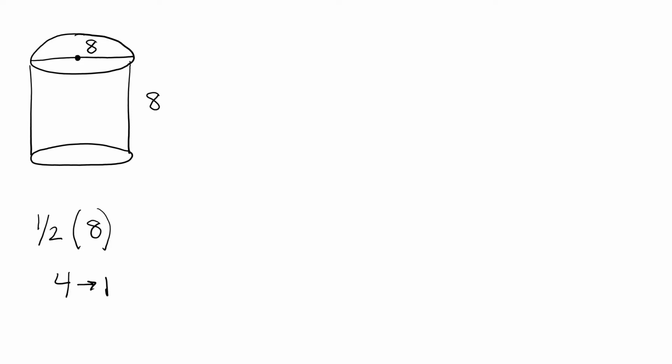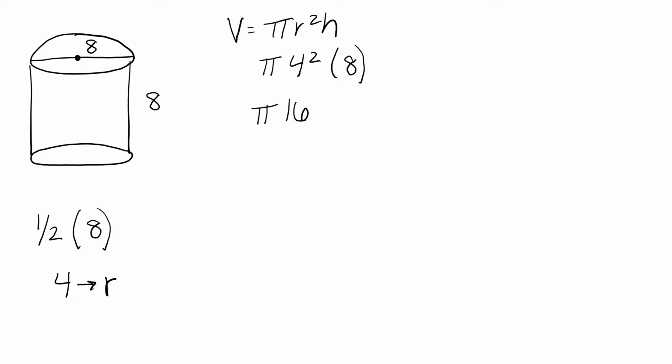is 4. We're going to use our formula, pi r squared h, plugging in the radius that we found, 4, and our height, 8. 4 squared is going to give us 16. We multiply the 16 by the height 8 to get 128, and then we multiply by pi. The directions tell us to use 22 over 7, and when we multiply by that fraction, we end up with 402.2857, on and on and on.